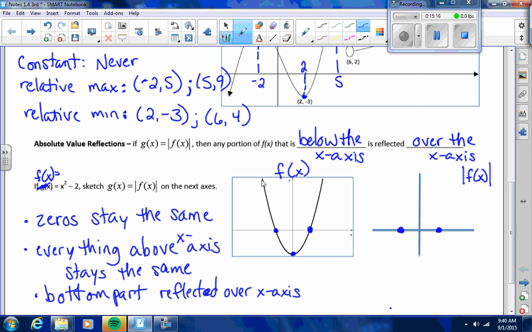The portion of the graph that is already above the x-axis will stay exactly the same. So we need to go ahead and draw that portion on our new graph. They will stay exactly the same.